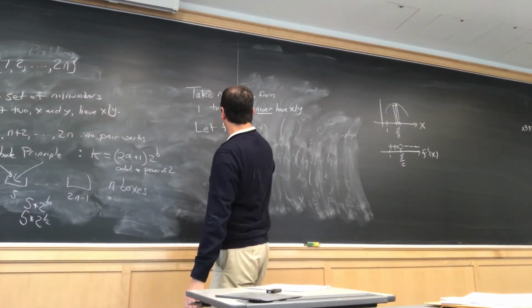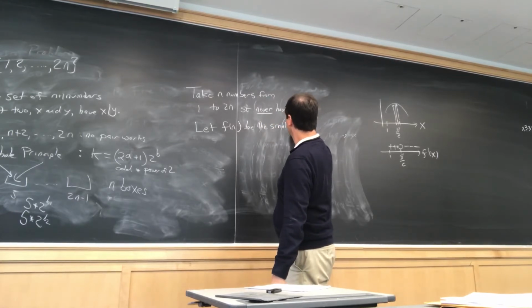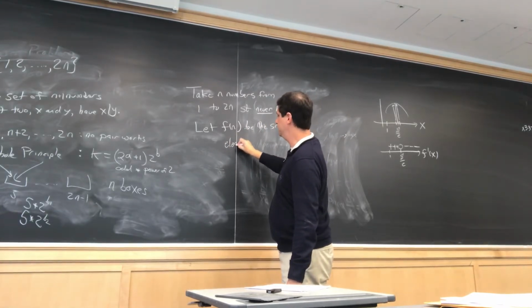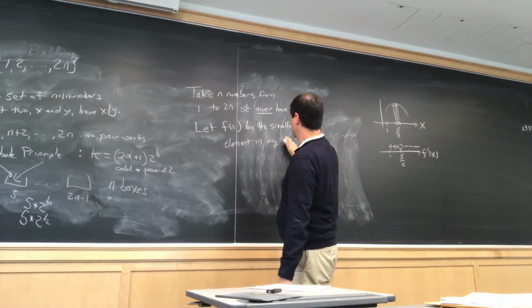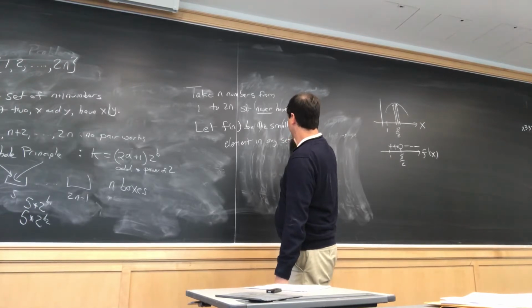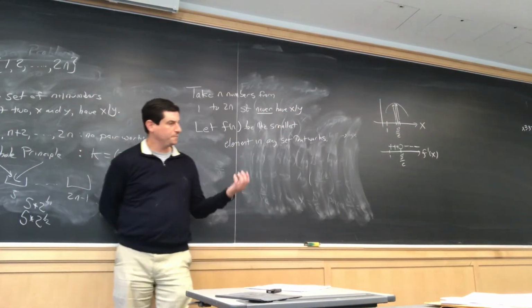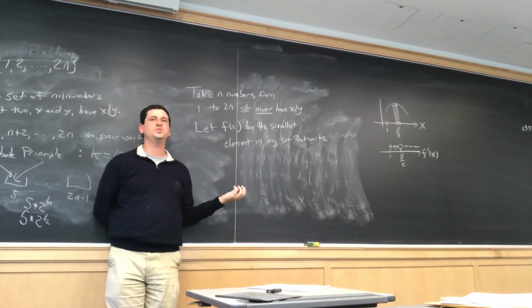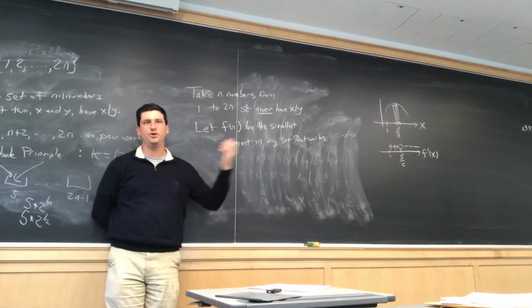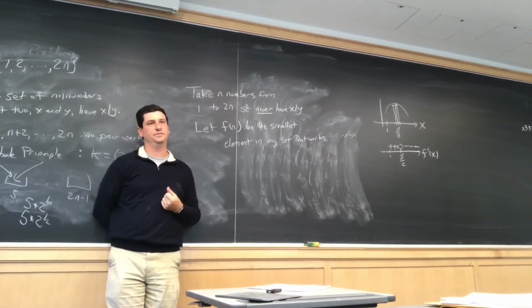Let f of n be the smallest element in any set that works. So what I'm saying is, consider all possible sets where you do not have any number dividing any other. For each set, look at the smallest element, and then take the smallest of all the smallest. And there is an answer for what f of n is.